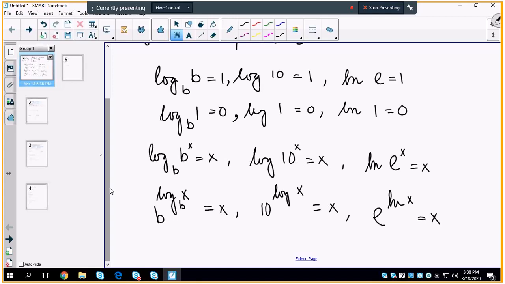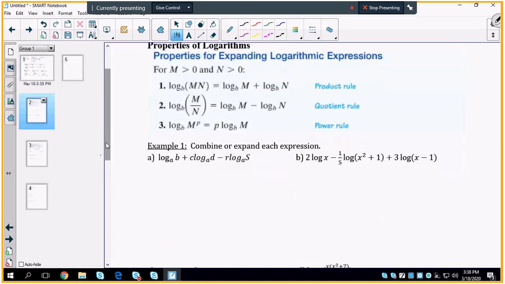The three properties that we will talk about today are called product rule, quotient rule, and power rule. If both m and n are greater than 0, then log of the product of m and n will be distributed as log of the first one, m, plus log of the second one, n. If you have a quotient, m over n, log of the quotient m over n will be log of the top minus log of the bottom. If you have log of m to the power p, then you can write this p in front. We will work out the following problems.